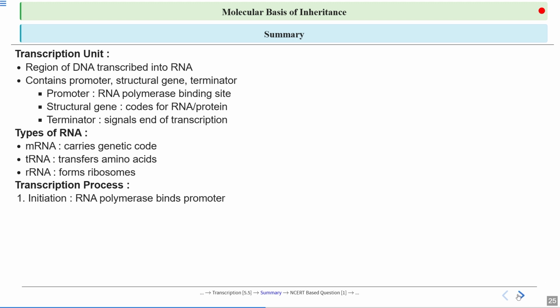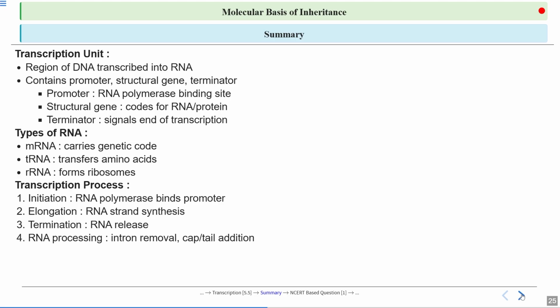Now if you talk about the transcription process, first is the initiation, in which RNA polymerase binds the promoter, which has this sigma factor. Then there is the elongation, in which the RNA strand is synthesized. Last is the termination, where the rho factor will work and the RNA is released, falls off. In eukaryotes, there are additional processes in which we have to process this RNA, like intron removal, what we call splicing, then capping and tailing. So this was all in today's class summary.